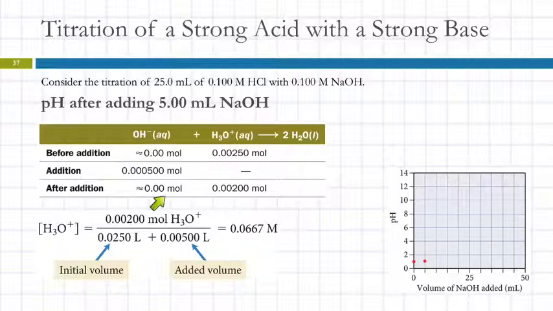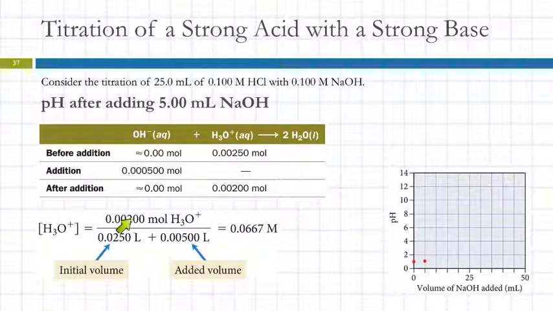And so that's going to react. I'm subtracting this from that, and I end up with 0.002 moles of hydronium ion. We don't have to do any Ka business because this is a strong acid and a strong base. There's no equilibrium. So here's my moles of hydronium ion.